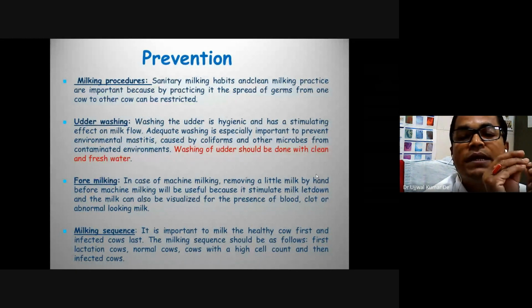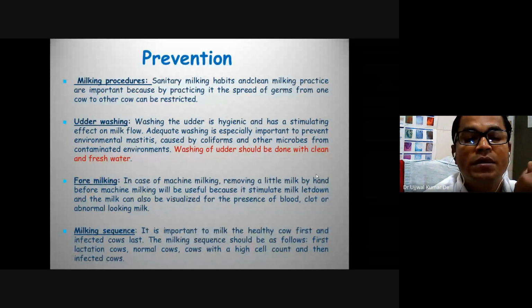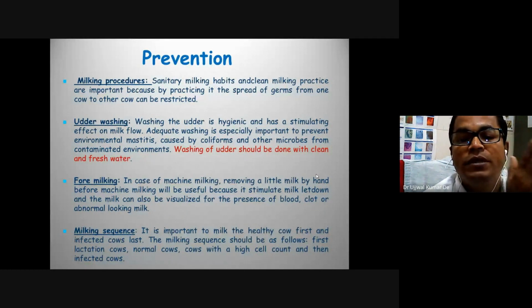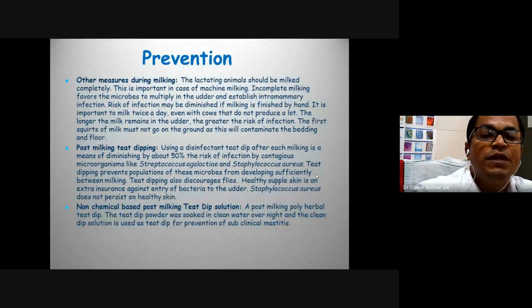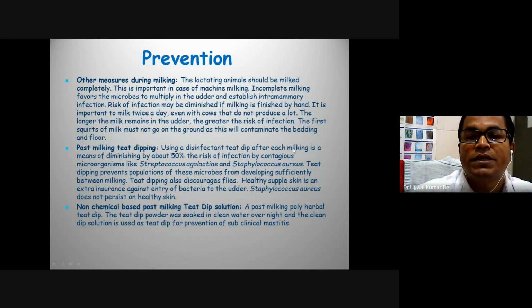Then there are the bacteria that attack the healthy udder. Then the milking sequence: milk the healthy cows first, and the infected cows last. Then other measures: post-milking teat dipping is very important. We can reduce the risk of disease by 50%. Mostly iodine, but non-chemical post-teat dipping solutions are also there.